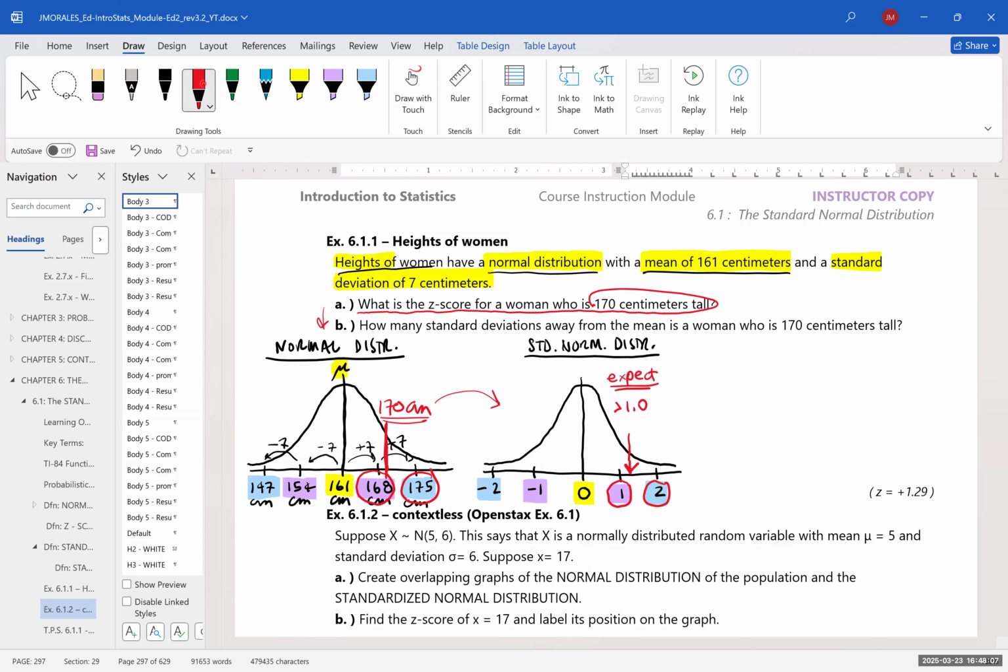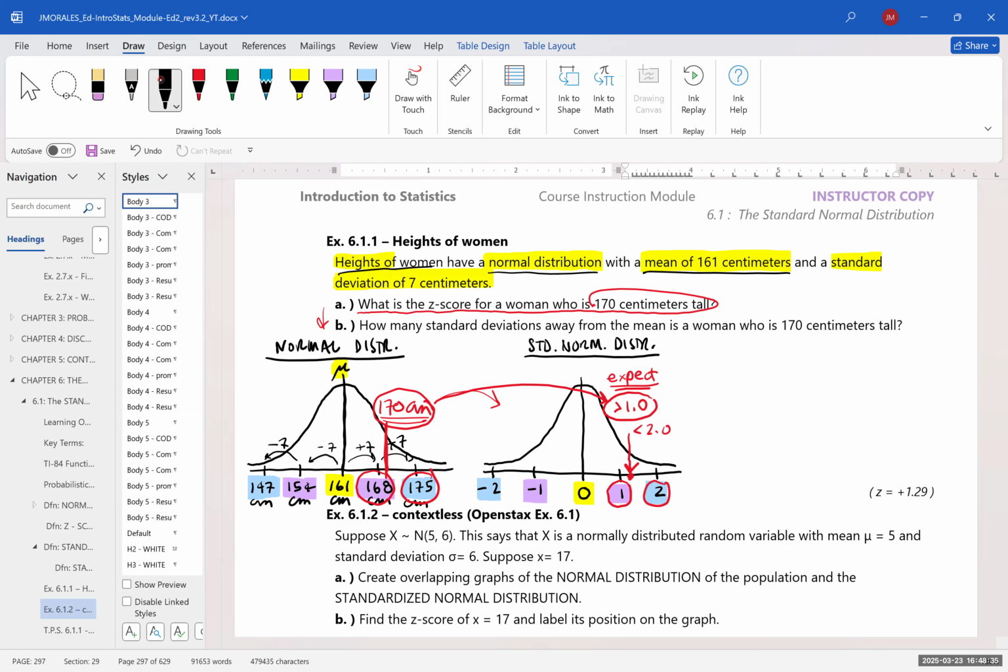So without having done any calculations, when we convert 170 centimeters over to a standard normal distribution, when we convert it to a z-score, we're going to expect our z-score to be greater than 1, but certainly less than 2, right? Because it's got to be somewhere right about here between 1 and 2 standard deviations away from the mean.